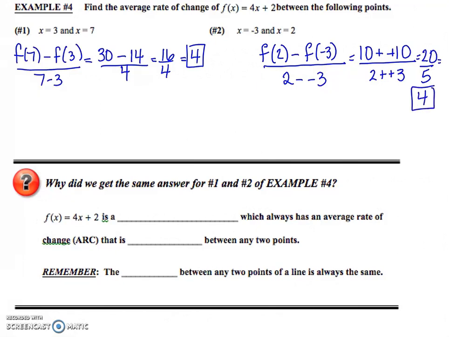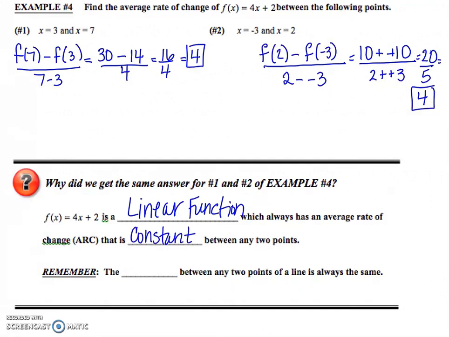Okay. So the question here is, why did we get the same answer for number 1 and number 2 of example 4? Well, there's a really good reason for this. F of x equals 4x plus 2 is a linear function. Hopefully some of you thought about this when we were doing our calculation, which always has an average rate of change that is constant between any 2 points.